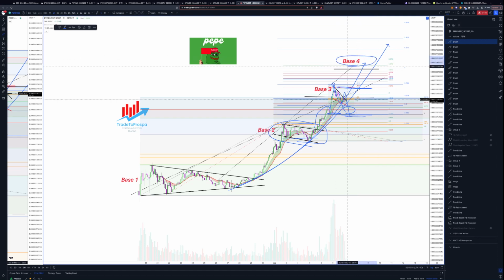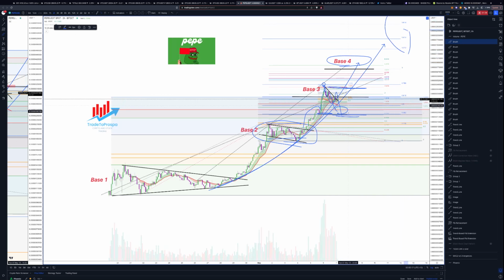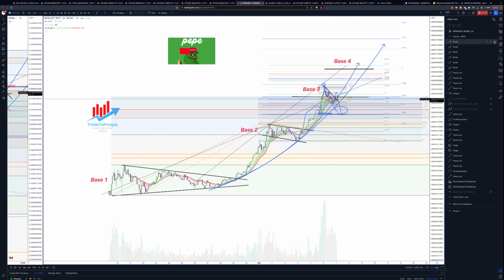But there's two types of parabolic structures up to base 3, and then the real parabolic ones is base 4. So whatever base 4 is, I'm looking at potentially those areas as well. But the way this is taking off, at the moment, it's too early to tell. All right, so let's look at the short term, which is on the next slide.